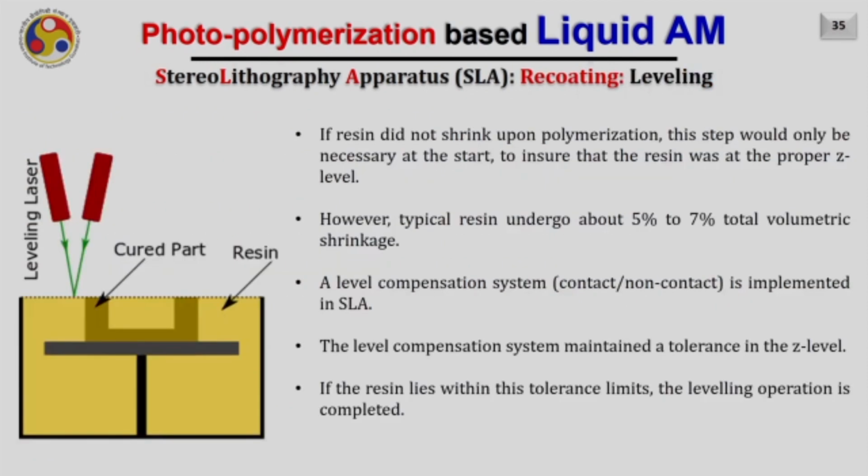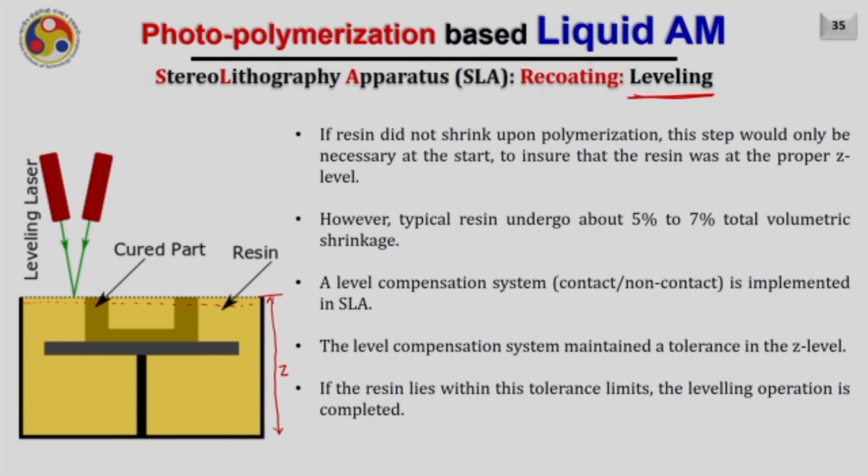So the first step is the leveling. If resin did not shrink upon polymerization, which usually happens because after polymerization the density of the part increases, this step would not have been required at the start. However, it is required to ensure that the resin is at the proper Z level. So, this is the liquid, and for example, this is the height I am measuring from here. If it is not at a particular Z level, what may happen? It may go slightly down, and it usually happens because of the shrinkage into the part.